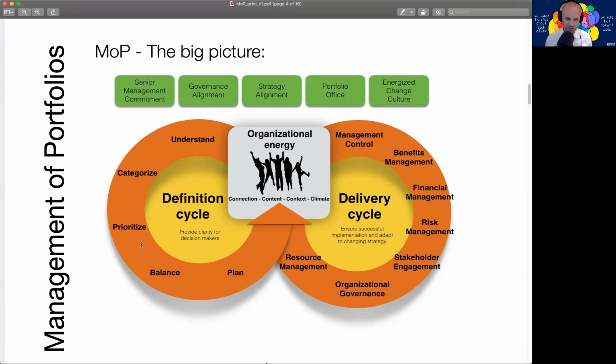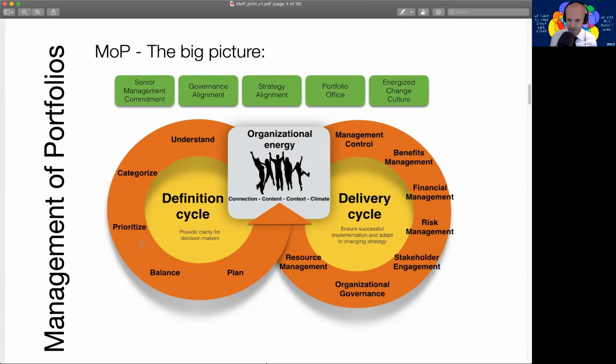It can be on geographical area, it can be on organizational heat maps, it can be on timing. There are different things on resources, different things that we can balance on. And after that, then we have a plan. So we have some form of a strategy and delivery plan for the next period, 1 year, 2 years ahead. That might change, but that's the idea. So we sequentially understand, categorize, prioritize, balance, and plan. That's called the definition cycle.